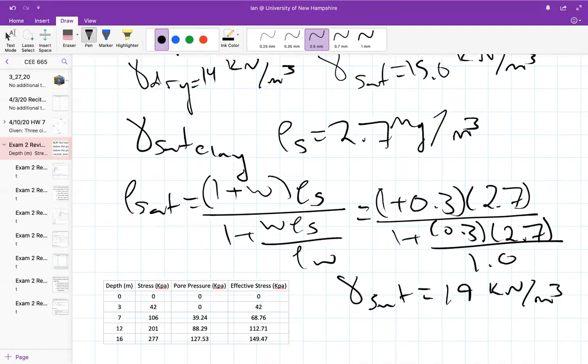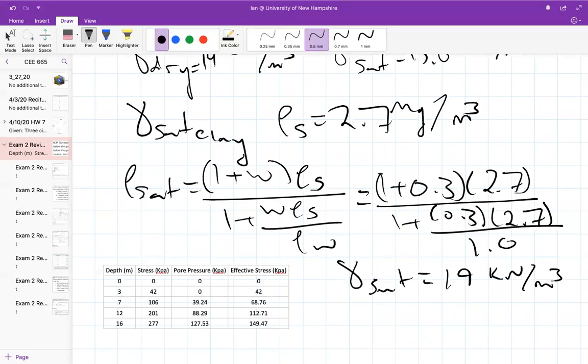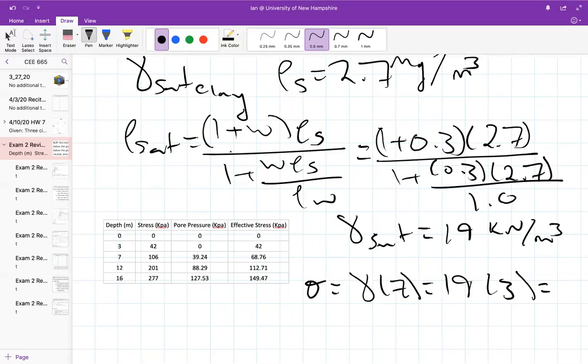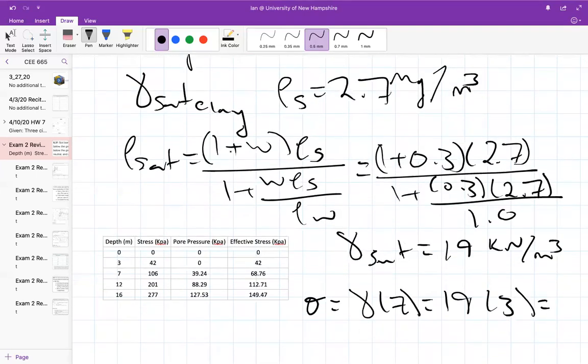So we do that, and then we find the stresses at every depth. So let's say the stress at depth 3, for example. That will just be the unit weight times Z. So we got 19 times 3. Oh, no, sorry. We need the dry unit weight.